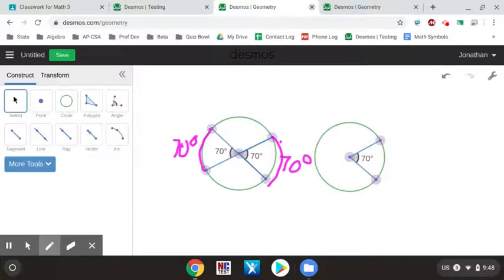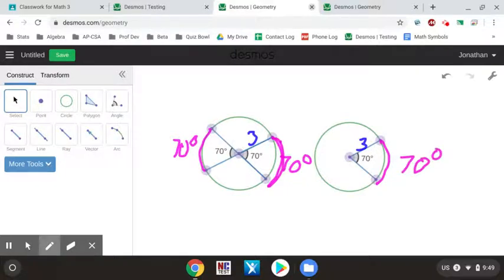It's also true that if the circle itself is congruent, meaning the circle had the same radius, so let's say the radius of both of these circles was 3. If this circle has a radius of 3 and this circle has a radius of 3, a 70-degree arc in this circle would match up with a 70-degree arc in this circle. So that would be true.